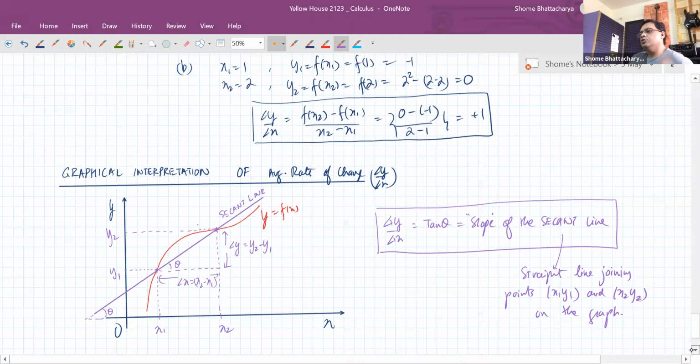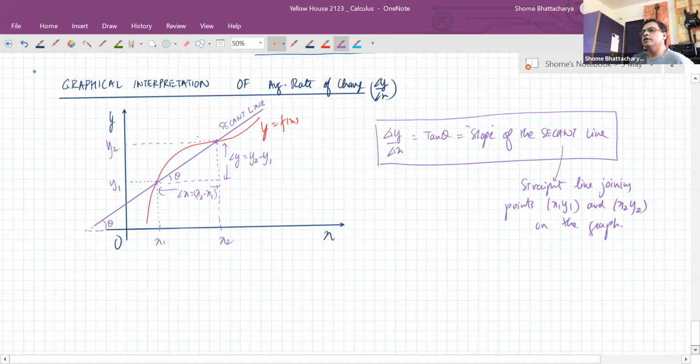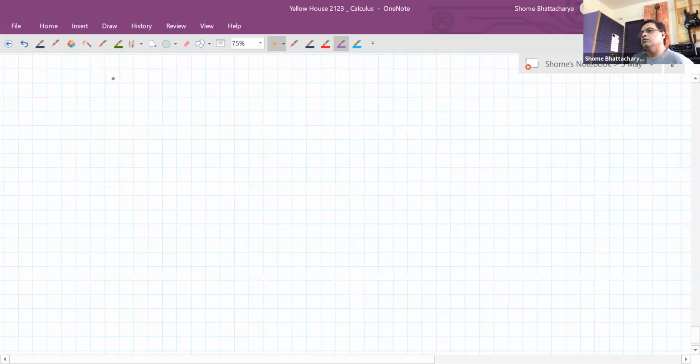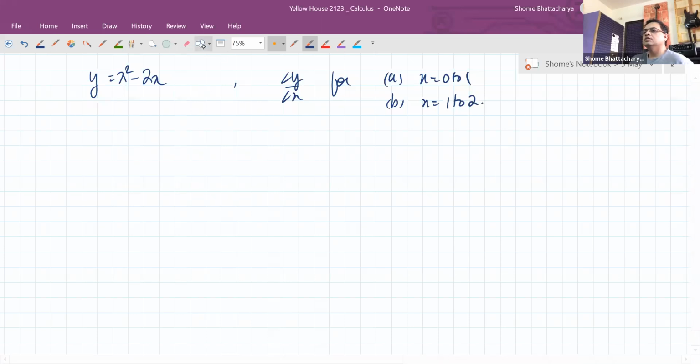Okay, so let's also look at that particular example of the quadratic function that I had taken. Y is equal to x square minus 2x. This was the function, and I wanted to calculate delta y by delta x for x equal to 0 to 1 first, and then x equal to 1 to 2. So let's see how the answers make sense.